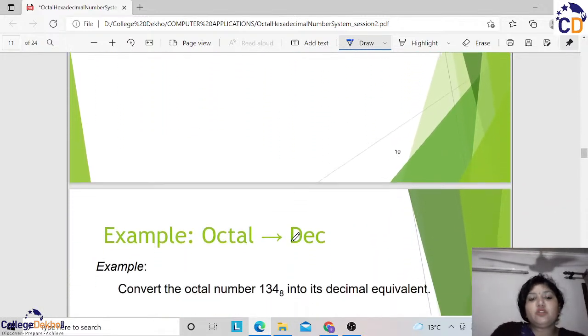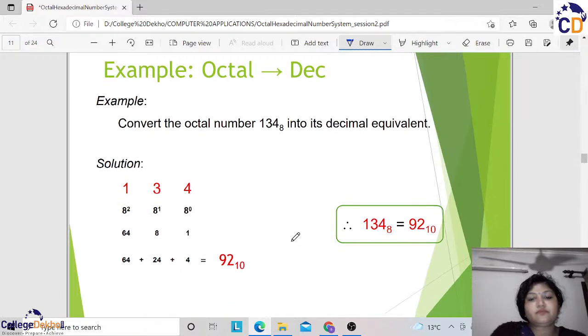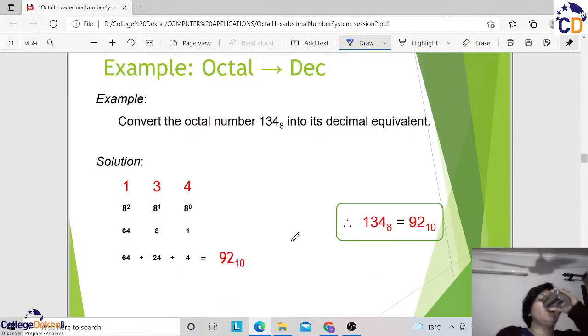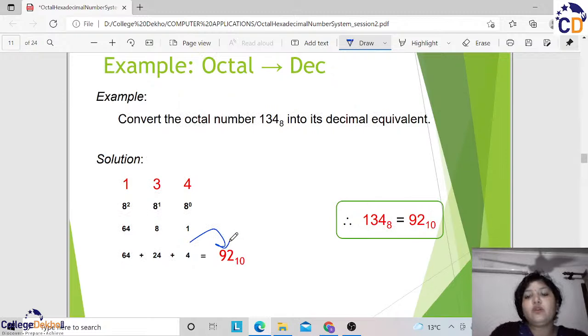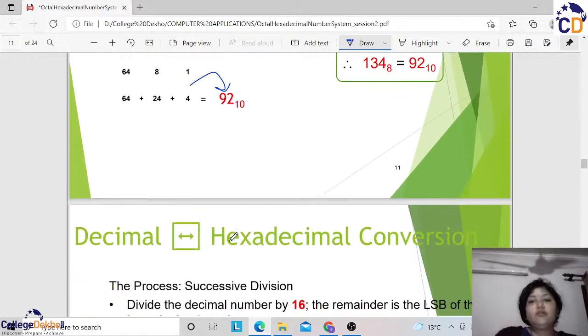So let me show you the solution for that. This would be your solution for the conversion of an octal number to a decimal number. Here we have to multiply 3 into 8 to the power 1, 4 into 8 to the power 0, 1 into 8 to the power 2, and add all these values. So we will be getting the decimal number 92, that is equivalent to the octal number 134.